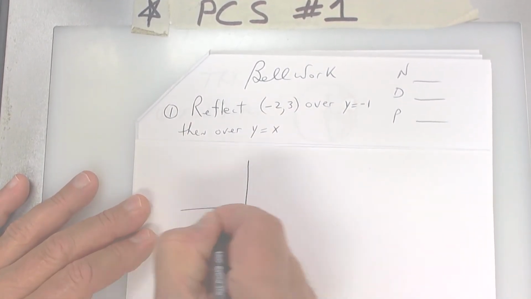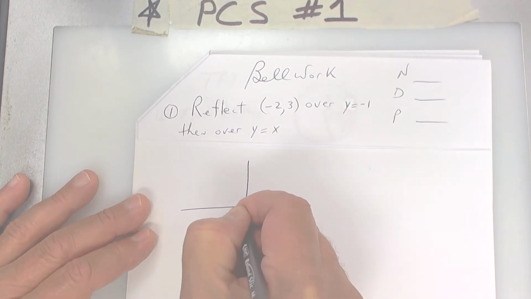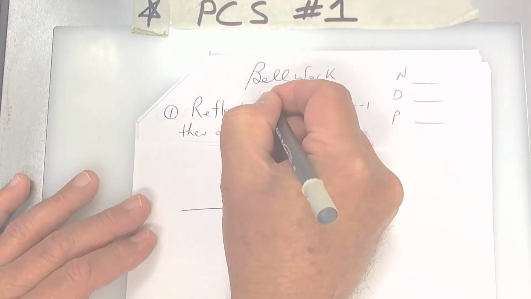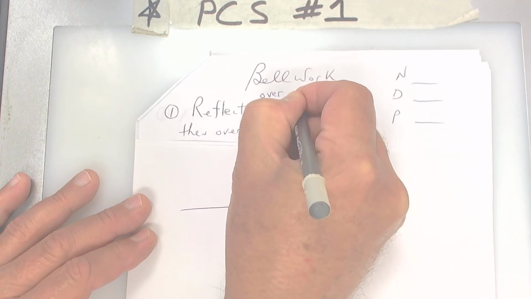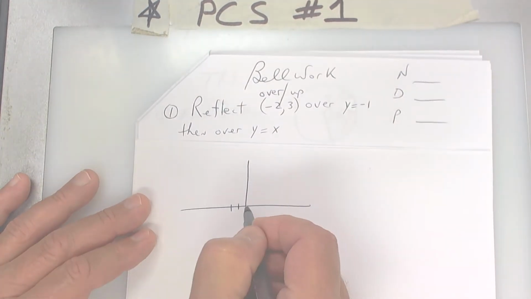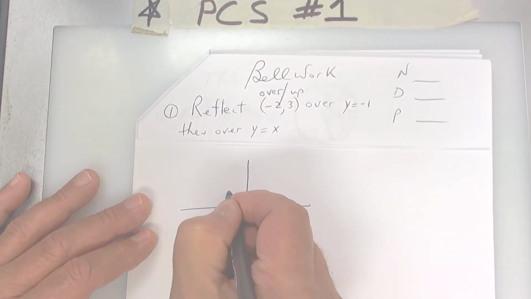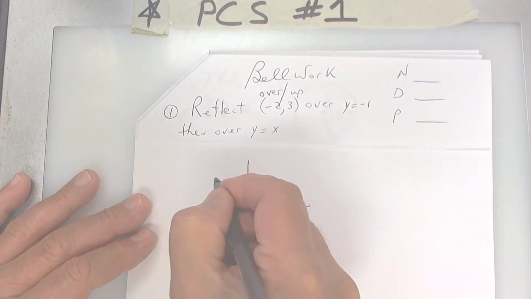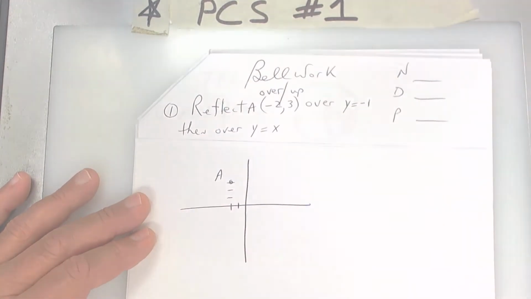I would start off with graphing the point. So I would go negative 2. Remember, it's over and then up or down. Okay, so I went over, negative, up. So that point is right there. I'll call it point A.